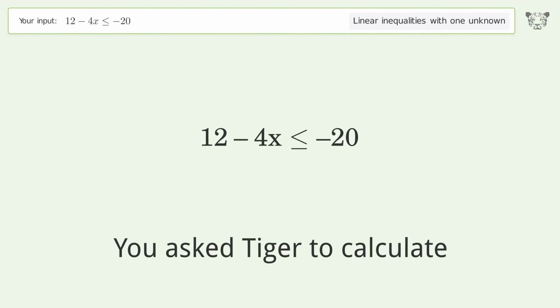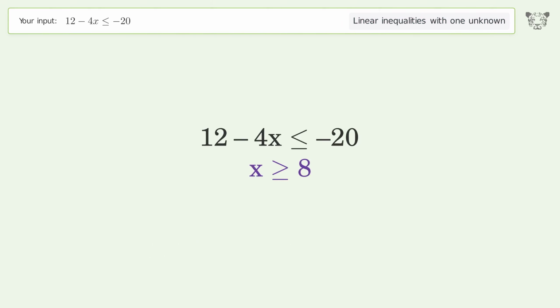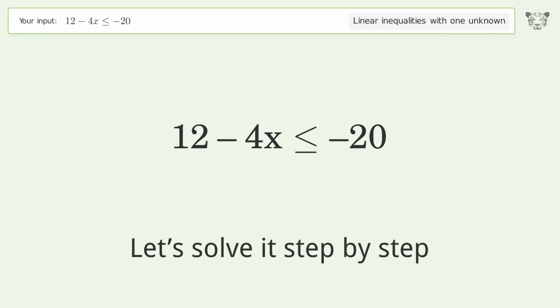You ask Tiger to calculate. This deals with linear inequalities with one unknown. The final result is x equal or greater than 8. Let's solve it step by step.